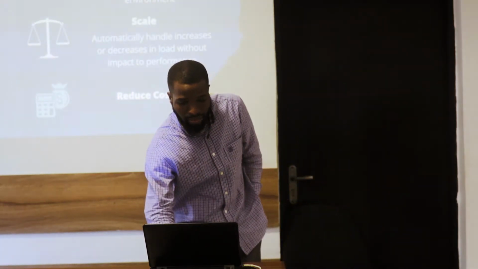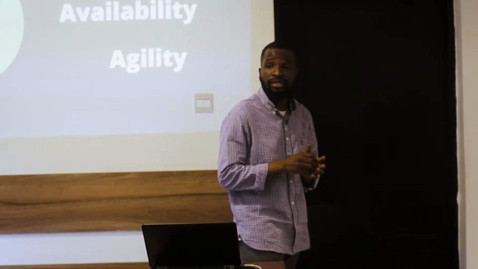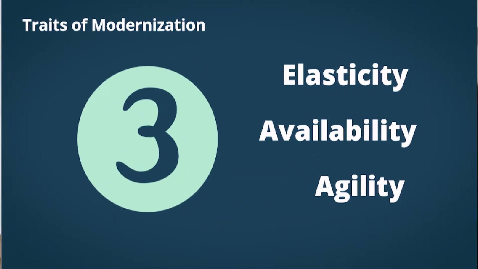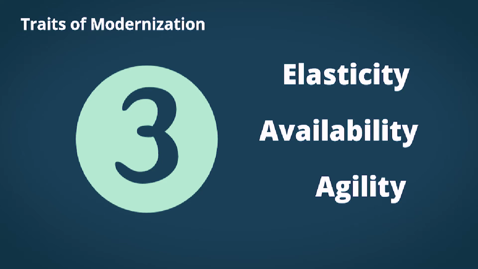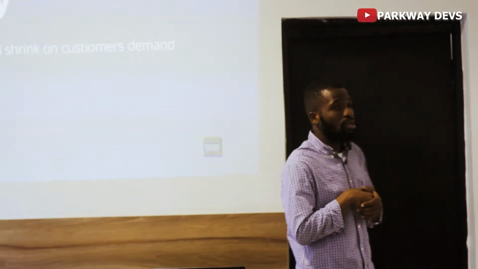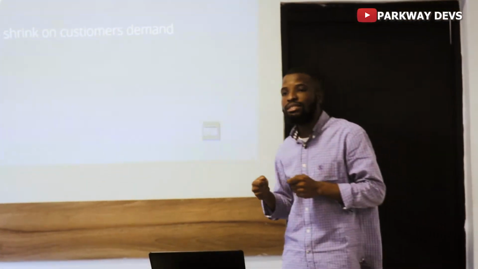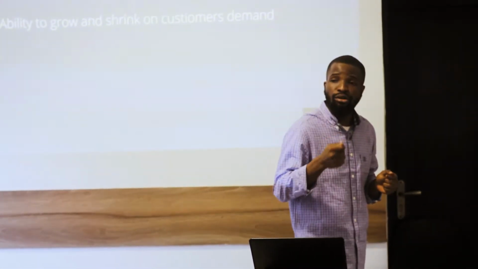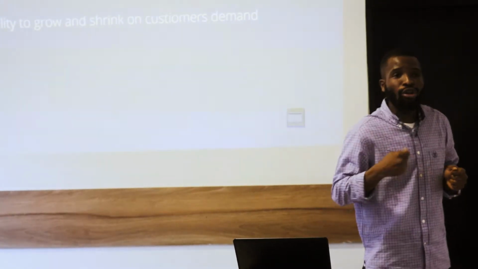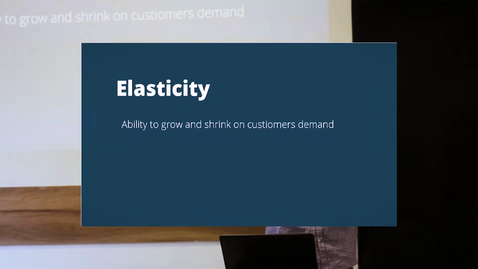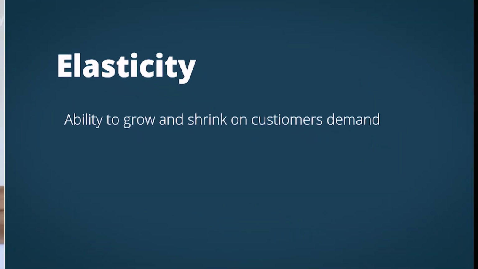We're talking about modernizing the application and how this affects them. There are three main traits of modernizing applications: elasticity, availability, and agility. Let's take, for instance, elasticity. What do we mean by elasticity? The concept is that your application delivery process should be able to scale up and down on customer demand. Elasticity is the ability to grow and shrink on customer demand.